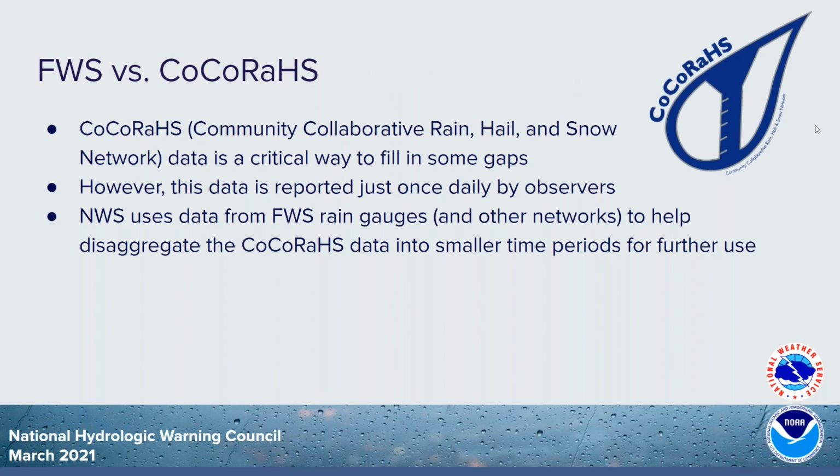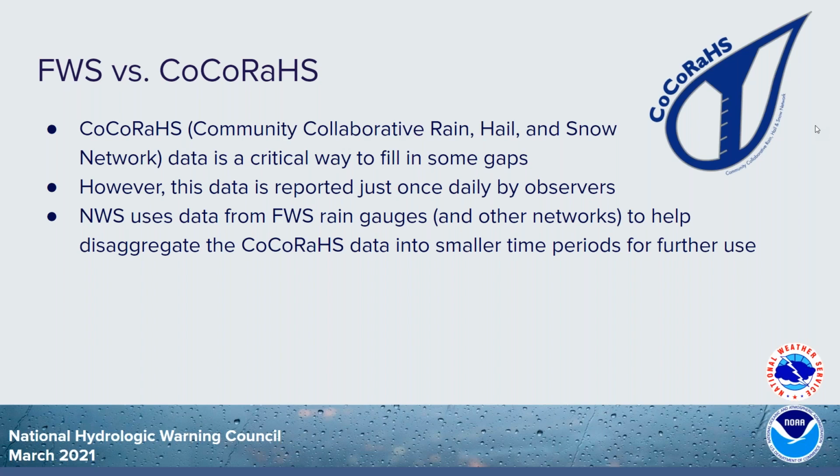I want to briefly touch on another way we can fill in gaps, and that's through the CoCoRaHS network. If you're familiar, the Community Collaborative Rain, Hail, and Snow Network started in Colorado and is now all across the country, in Canada, and other places as well. The way that flood warning systems would work with this data in our process here at the River Forecast Center is that the CoCoRaHS data is reported on a daily time scale by human observers. So it's high quality data, but it's only once a day.